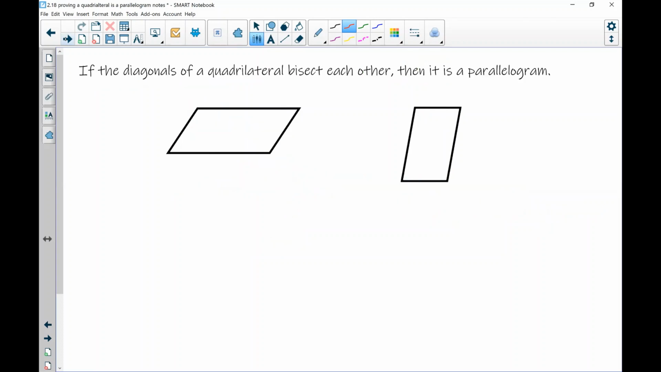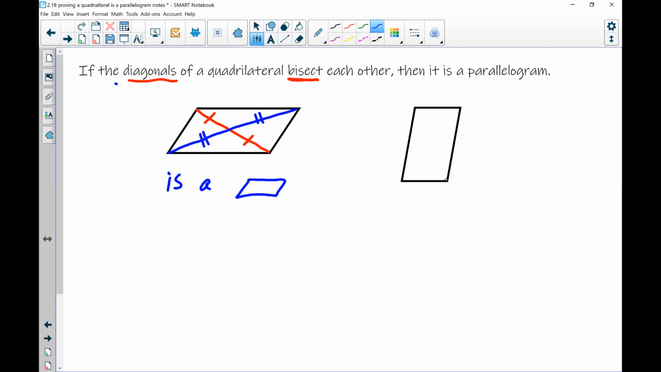Okay, next way. It says if the diagonals of a quadrilateral bisect each other, so both diagonals have to be bisected, then it is a parallelogram. So we have one diagonal here and our other diagonal going the other way. If you're shown that each one is cut in half, then that's going to be a parallelogram.